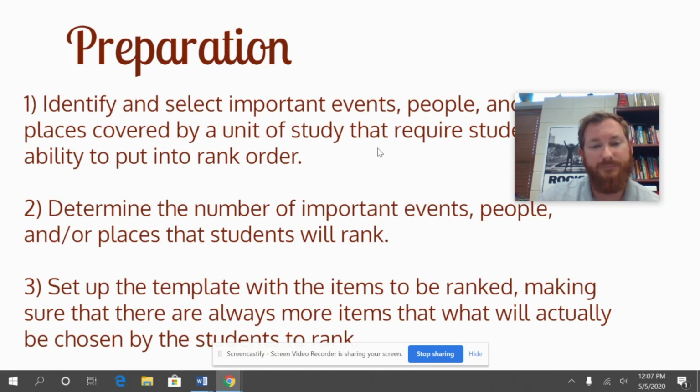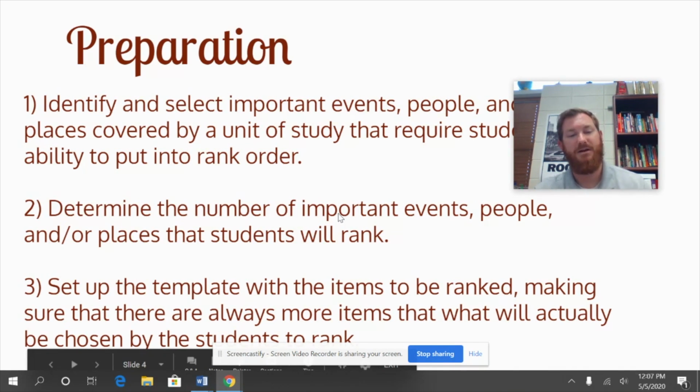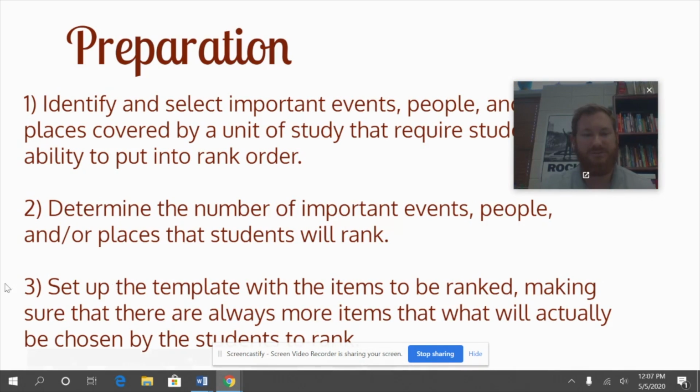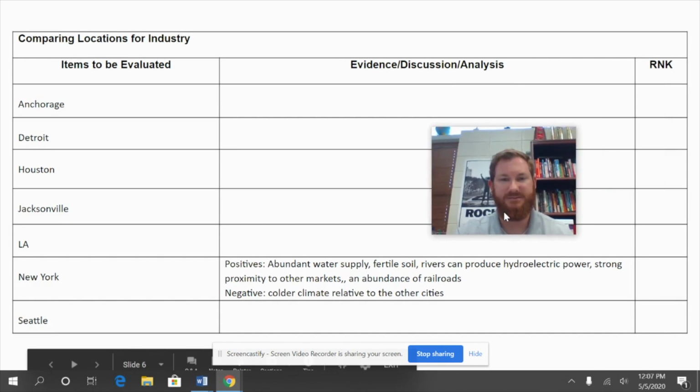You'll determine which of these things will be ranked, and you can select more things than will actually be evaluated by the students, and it requires them to do a deeper evaluation. And then finally, you're going to set up the template with the items to be ranked by the students. And so the template for this looks like this.